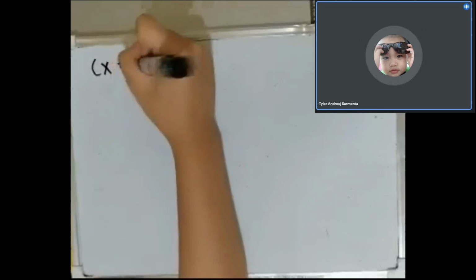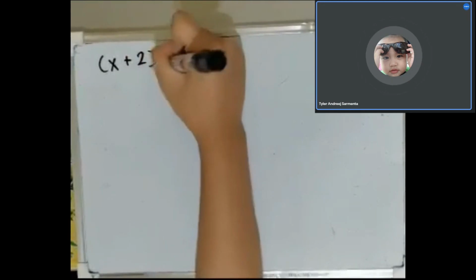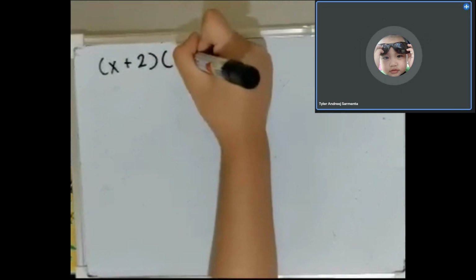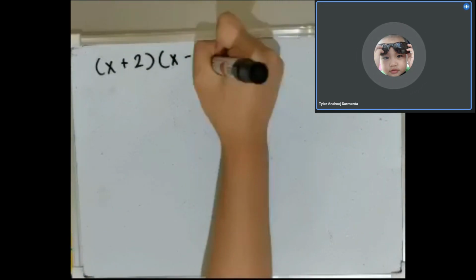FOIL method. In FOIL method, FOIL means first, outer, inner, last. So we are going to solve it like that. We have an equation here, x plus 2 and x minus 3. And we're going to go through how to solve it.